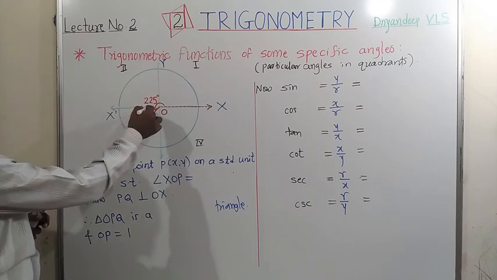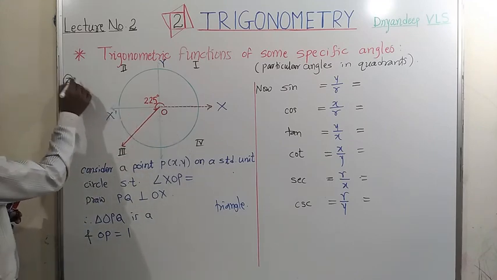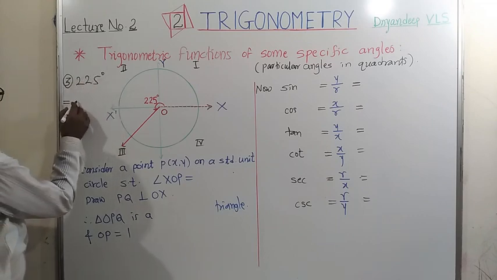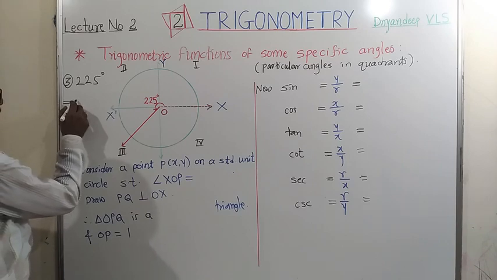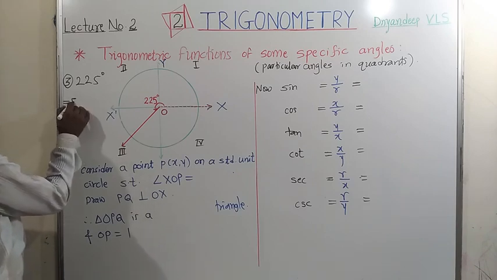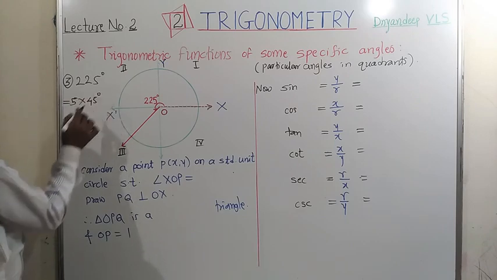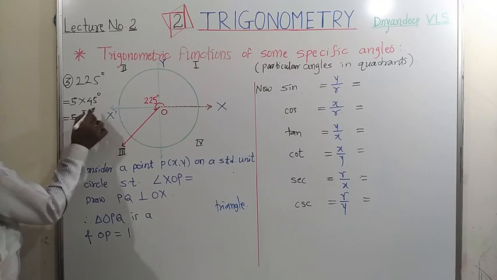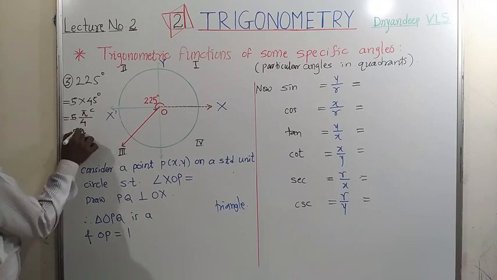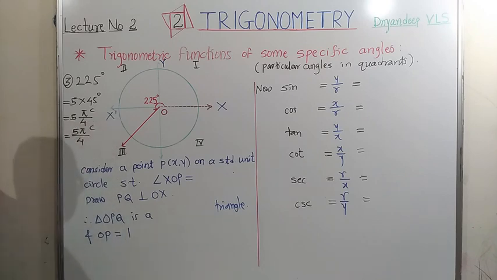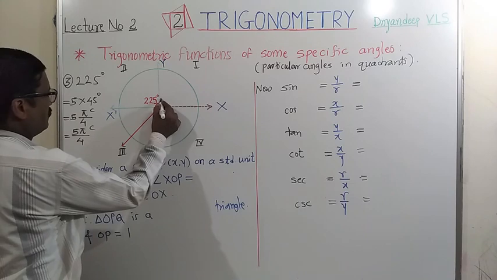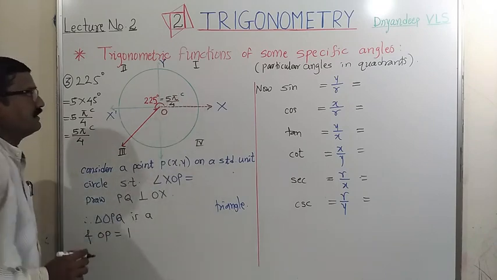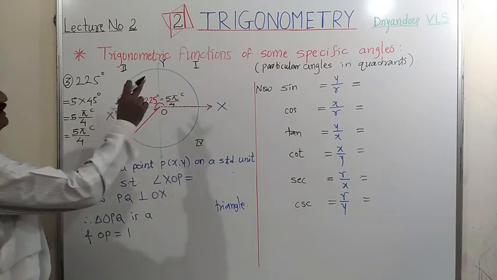Let the measure of angle be 225 degree. This 225 degree is nothing but 5 into 45 degree, and it is nothing but 5 into pi by 4 radian, that is 5 pi by 4 radian. So this 225 degree is nothing but 5 pi by 4 radian. And for this angle, we will find the trigonometric functions.